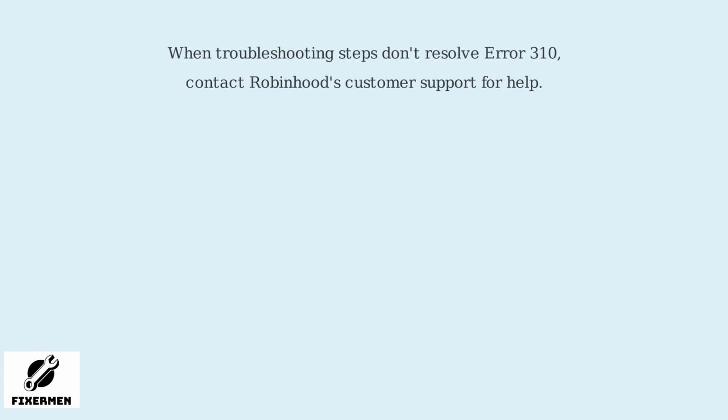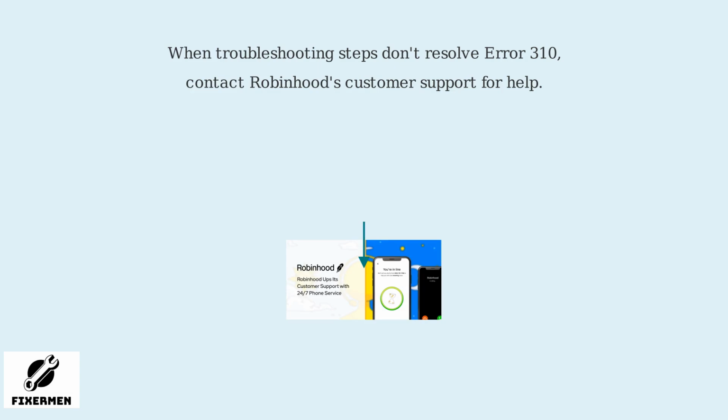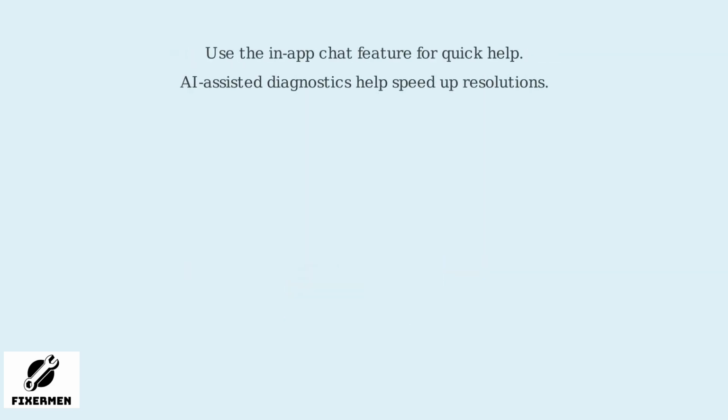If the troubleshooting steps haven't resolved your error 310, the next step is to contact Robinhood's customer support team directly. They offer personalized assistance and can investigate specific issues with your account. Robinhood provides 24/7 support through various channels, including phone service, as shown in their promotional materials. The most convenient way to reach support is through the in-app chat feature available within the Robinhood app. Simply navigate to the Help or Support section and start a conversation.